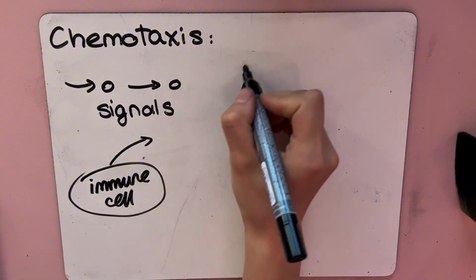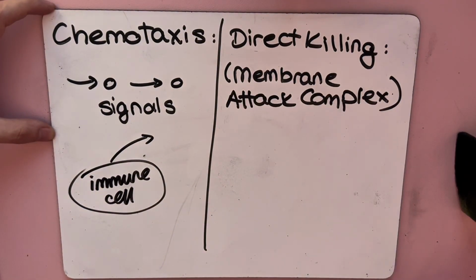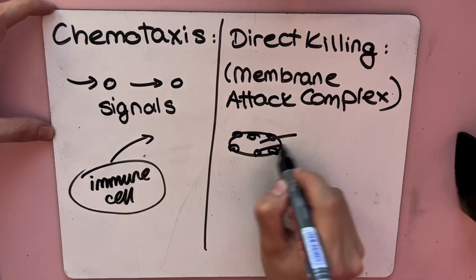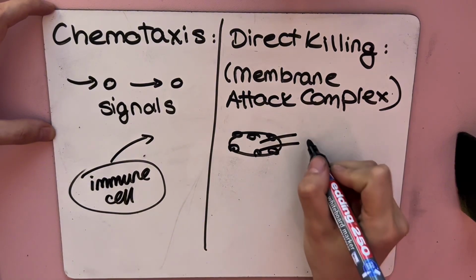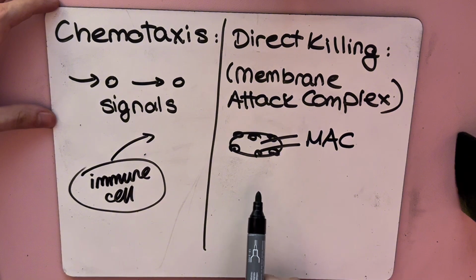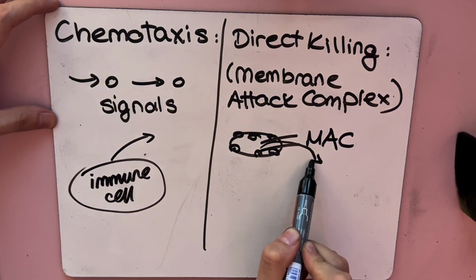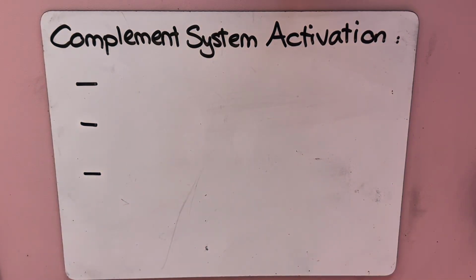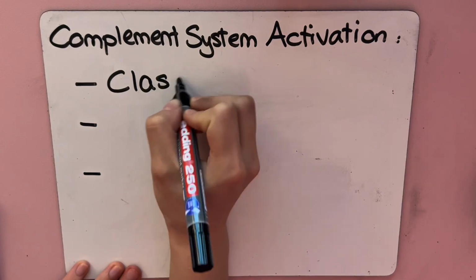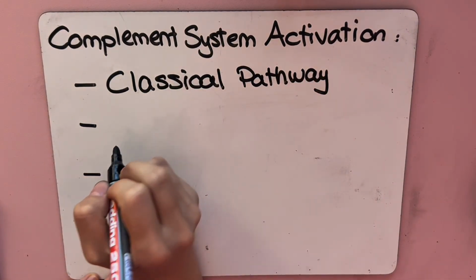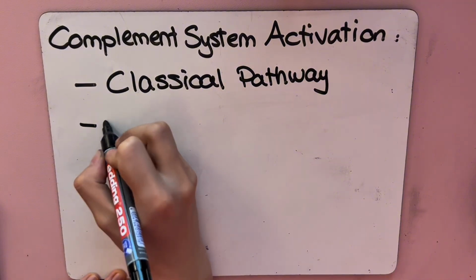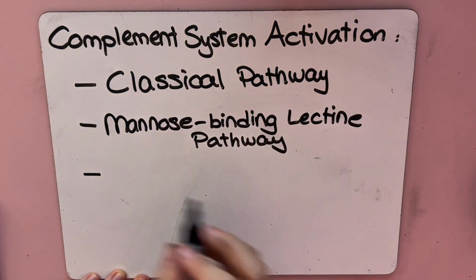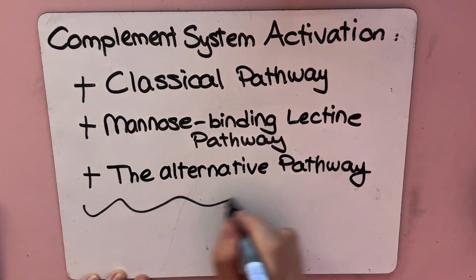Then we have direct killing, the so-called membrane attack complex. The final group of complement proteins can insert into the membrane of a microbe and assemble into a pore-like hole, known as the membrane attack complex, MAC. This punctures the microbe's cell membrane, leading to the leakage of contents and death of the pathogen. The complement system can be activated in a few different ways. One way would be the classical pathway. The other one would be the mannose-binding lectin pathway. And the last one, the alternative pathway. We will discuss them in a separate video.